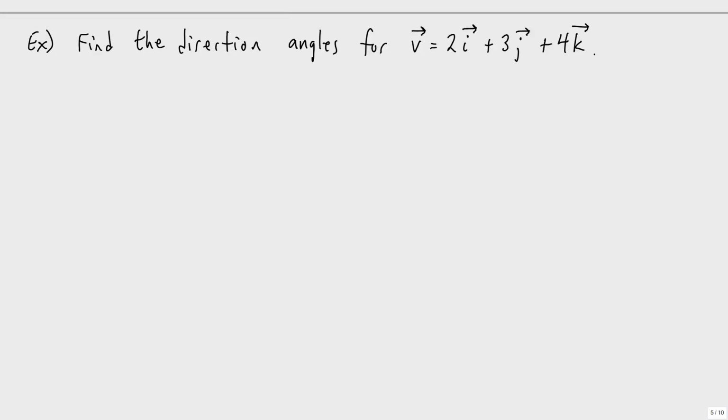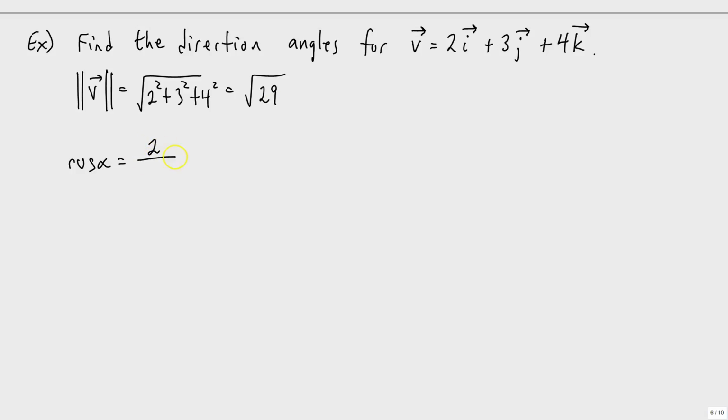So let's find the direction angles for this vector, 2i, 3j, 4k. Well, we need its length, so let's get the magnitude or length of that vector. So you'd have 2 squared plus 3 squared plus 4 squared, and its length is the principal square root of 29. So cosine of angle alpha is the first component of vector v divided by its length. Inverse cosine tells us that this angle is about 68.2 degrees.